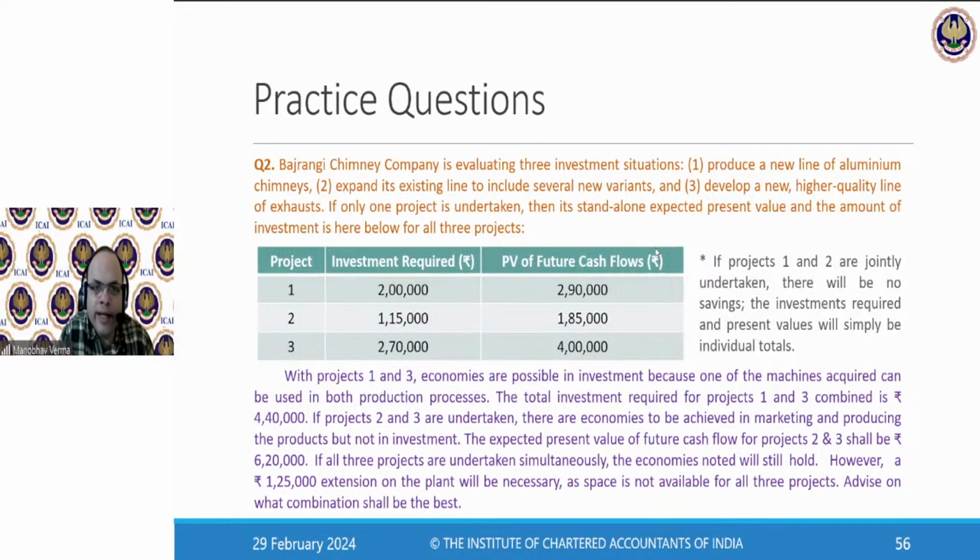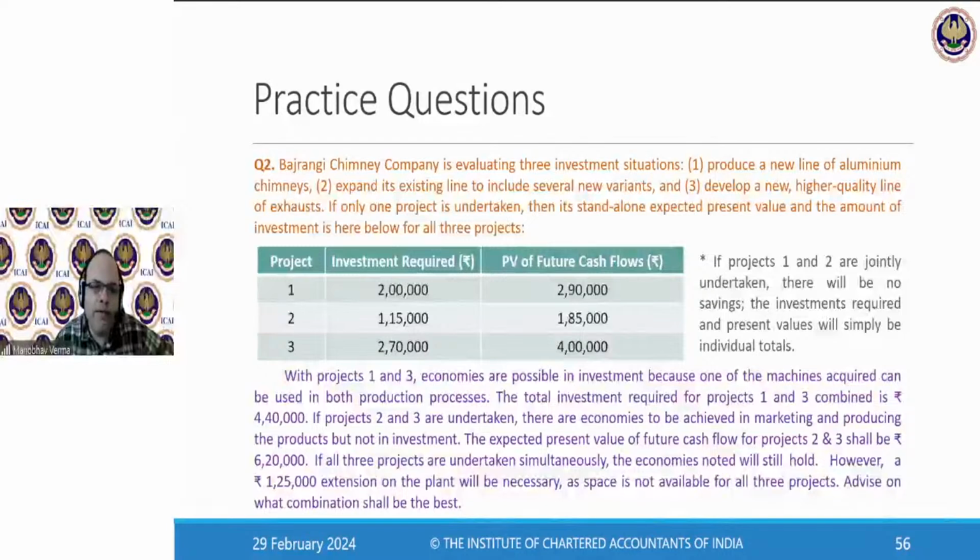Chimney Company is evaluating three investment situations: producing a new line of aluminum chimneys, expanding its line to include several new variants, and developing a new higher quality line of exhaust. Wow. In this question, you have to be very, very careful and attentive. The question itself has a lot of important information for us.